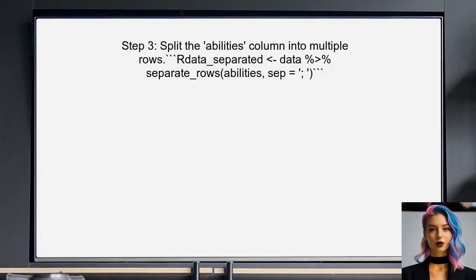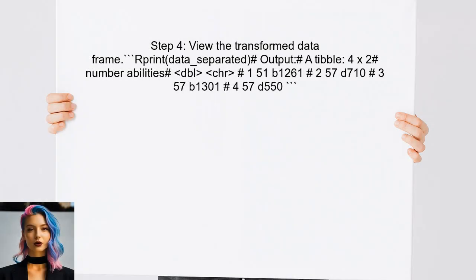Now the user will split the abilities column into multiple rows. This can be achieved using the separate_rows function from the tidyr package. Finally, the user can view the transformed data frame. This will show each ability in its own row while keeping the corresponding number intact.